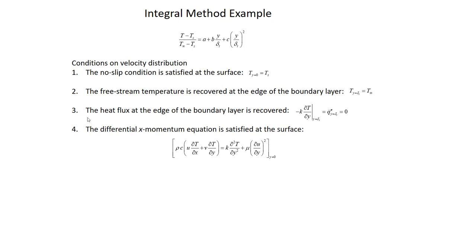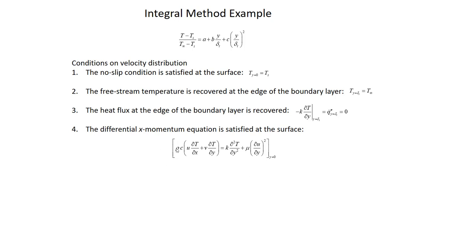And then if you still have coefficients left, some other things you could make it do are give you the right heat flux at the outer edge of the boundary layer. So for us, the conduction heat flux at y equals delta sub t should be 0. If you can keep going, which we obviously can't since we only have 3 coefficients, you could make the differential x momentum be satisfied at different locations.